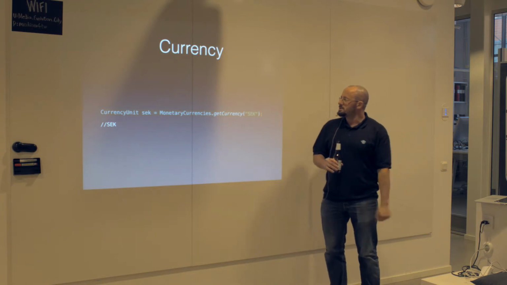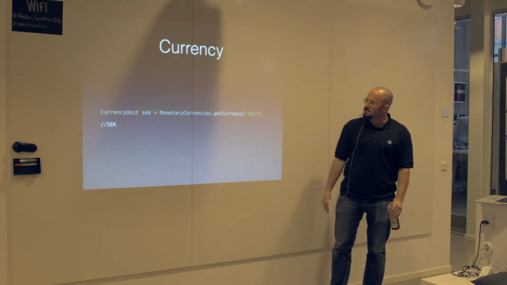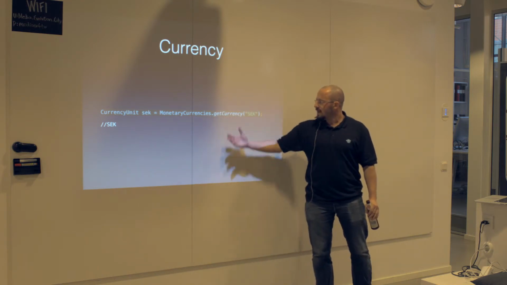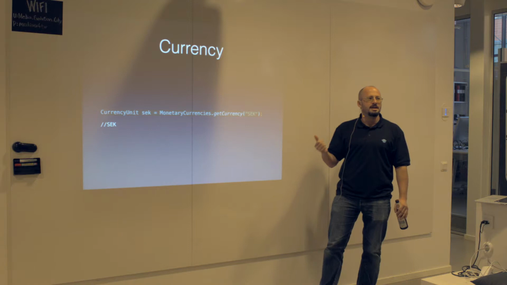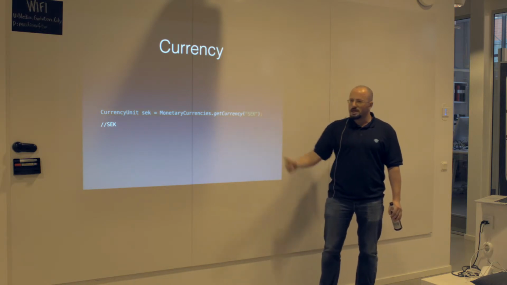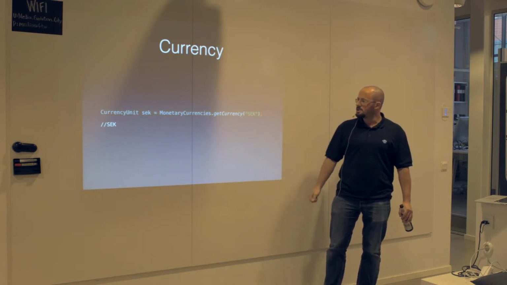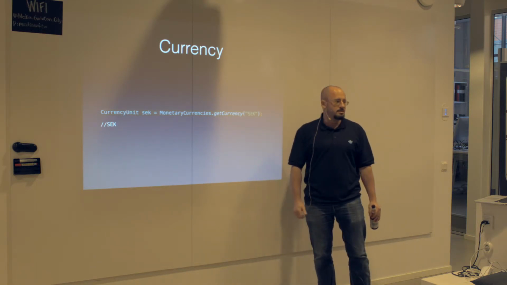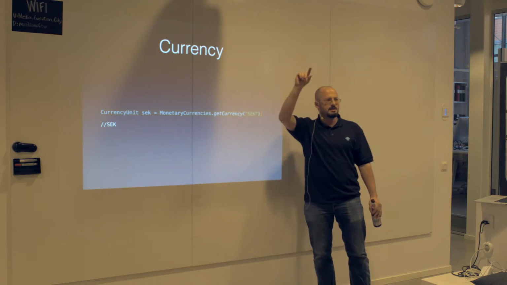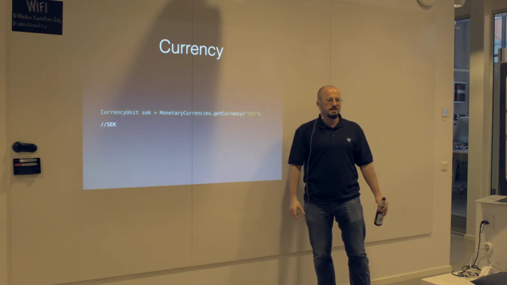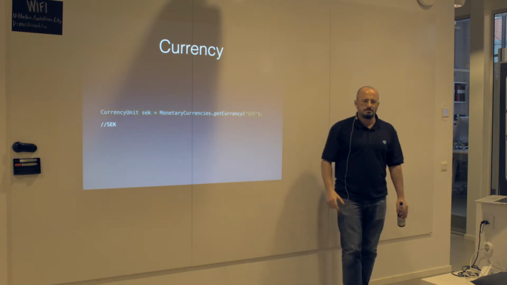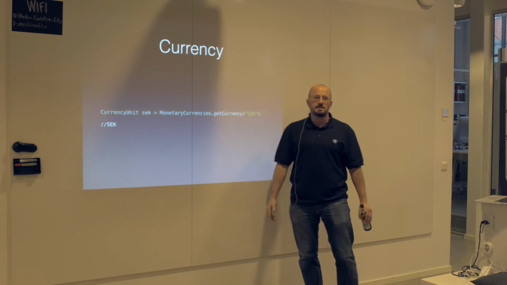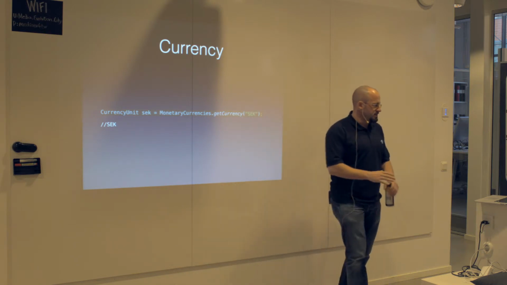So let's start with getting a currency. You can get a currency using a factory class called MonetaryCurrencies, and it's getCurrency. And here you can send a 3-letter abbreviation, like SEK, Swedish krona. You can send in a locale. You can send in, well, currencies have a numerical code, I don't know what it's called. And what you get out is a CurrencyUnit, which is an interface, and there are multiple implementations.